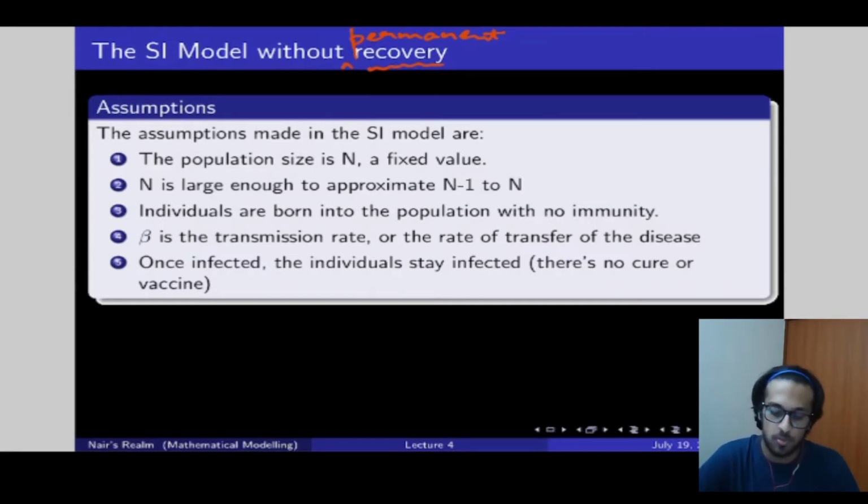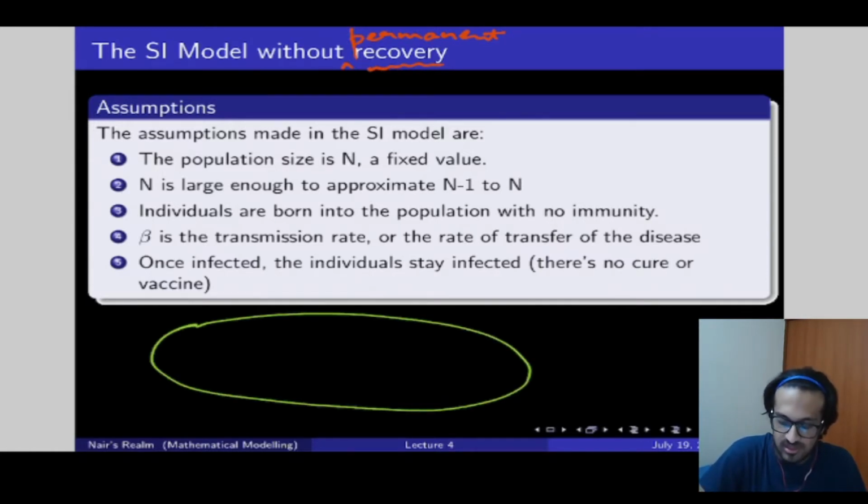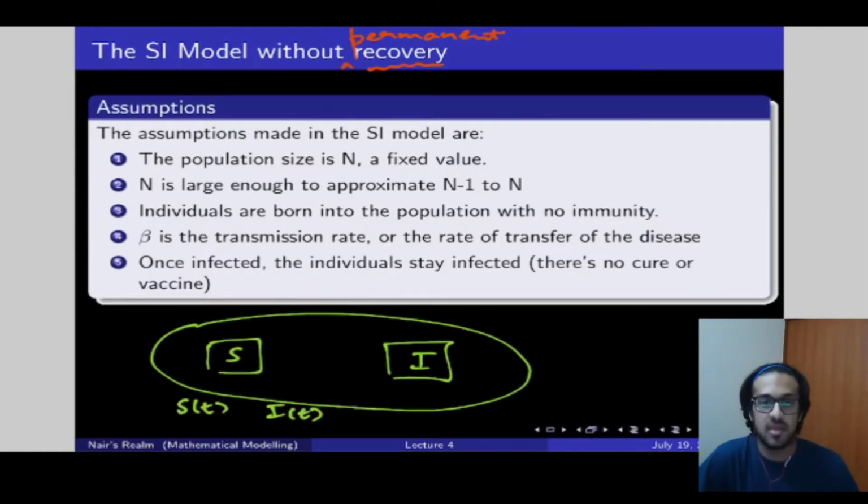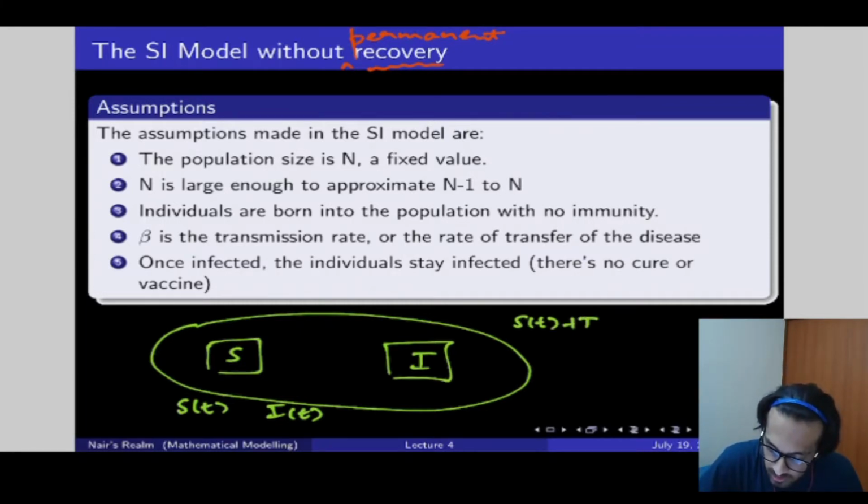So we assume that the population size is fixed. What I mean by that is, whatever area is in question, let's say this is the area, there'll be some susceptible population in this area, and some infected population within this area. Both of them are time varying, right? So what we are saying here is that the sum of the susceptible population and the infected population is a constant value.